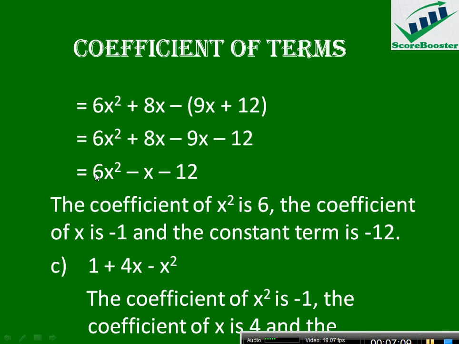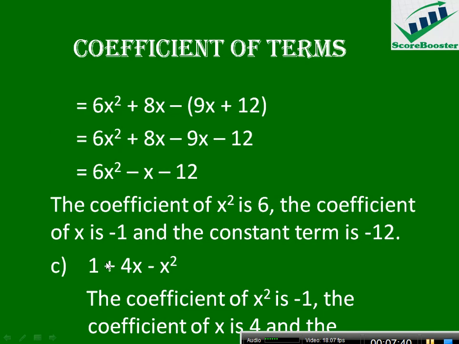Now you can find the coefficient of x squared, the coefficient of x, and then the constant term from this. So the coefficient of x squared, as we have in the definition, is the number before x squared, which is 6. The coefficient of x is minus 1, and the constant term, that is the number that is free of a variable, is minus 12. And that solves the second question.